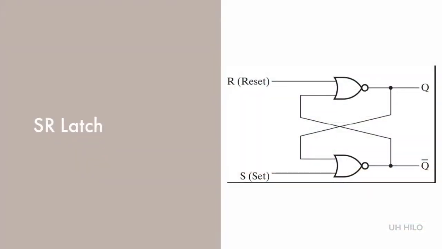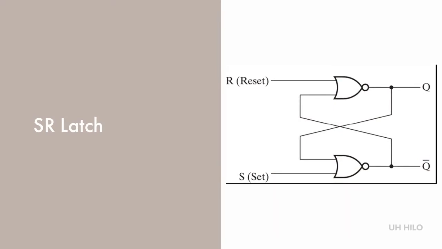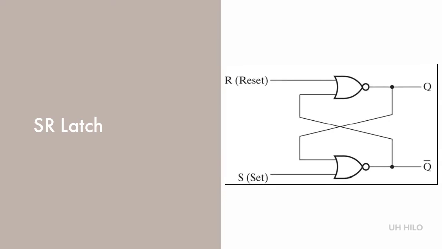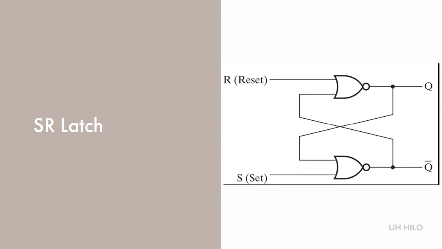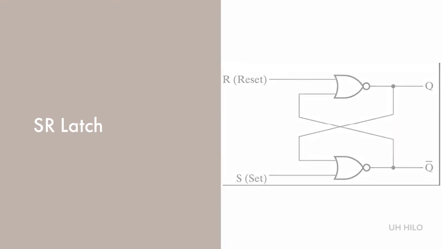The set reset or SR latch is a circuit constructed with two cross-coupled NOR gates. The latch has two inputs, labeled S for set and R for reset, and two outputs, Q and Q naught. The upper NOR gate has two inputs, R and Q naught. The upper NOR gate produces the next state, Q. Similarly, the lower NOR gate has two inputs, S and Q. It produces a complement of the next state, Q naught.